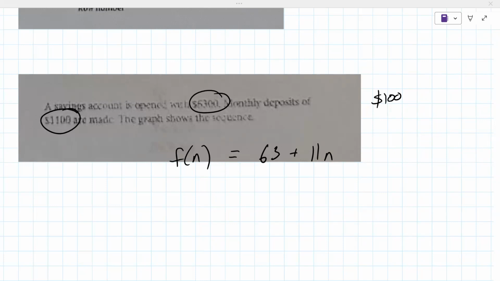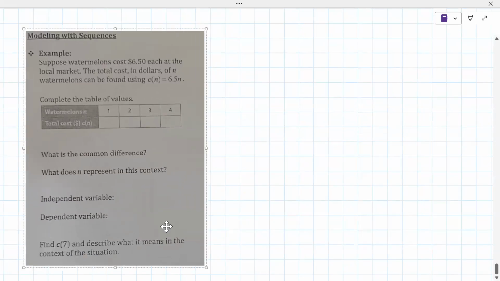All right, we're up to modeling with sequences. Suppose watermelons cost $6.50 each at the local market. The total cost in dollars of n watermelons can be found using C of n equals 6.5n. So they're asking you to put 1 in for n, then 2 in for n, and so on. I got 6.50, 13, 19.50, and 26.